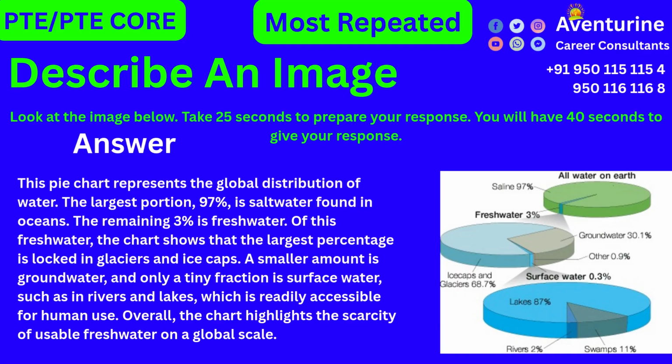Of this freshwater, the chart shows that the largest percentage is locked in glaciers and ice caps. A smaller amount is groundwater, and only a tiny fraction is surface water, such as in rivers and lakes, which is readily accessible for human use. Overall, the chart highlights the scarcity of usable freshwater on a global scale.